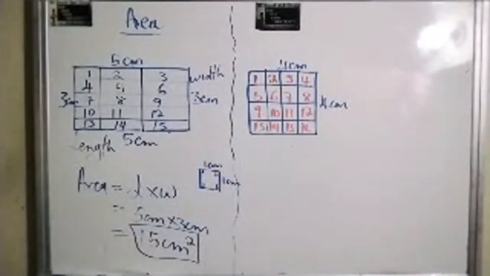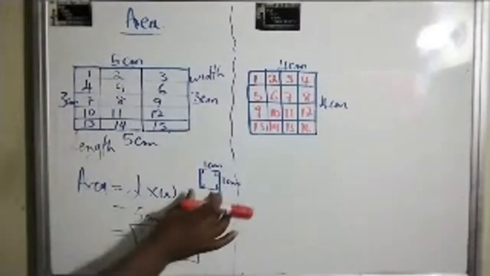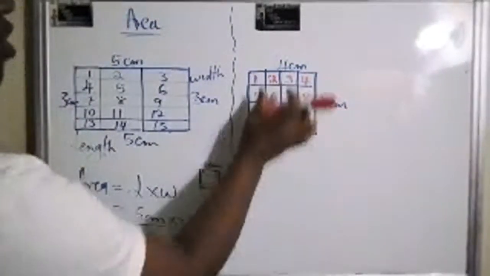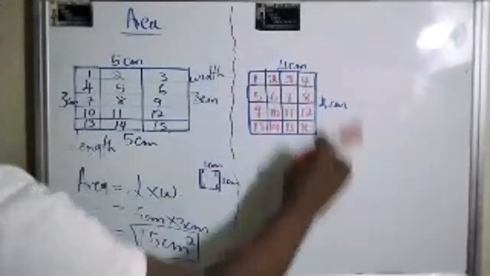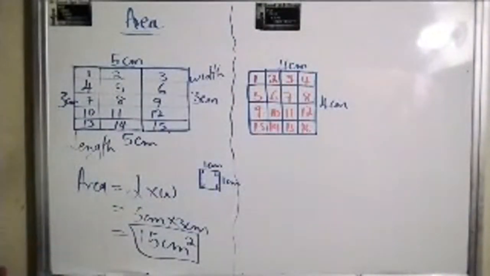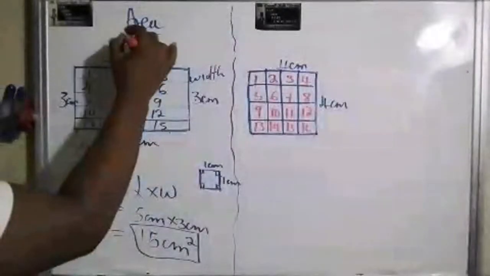Alright, so it will take 16 of these 1 centimeter squares to cover the surface. This is basically a square, right? A square has all sides equal. So this one is a rectangle.